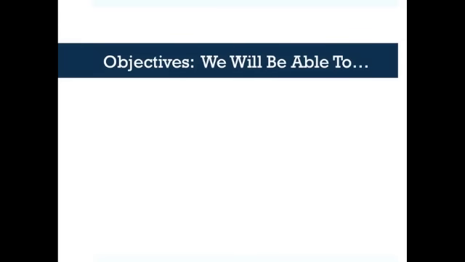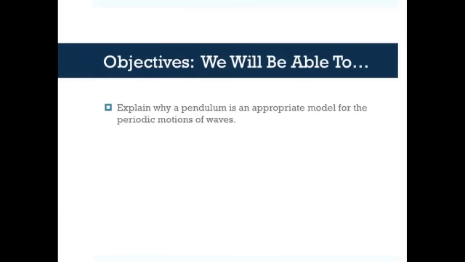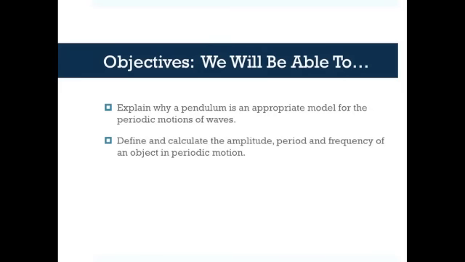By the end of the podcast, you should be able to explain why a pendulum is an appropriate model for the periodic motion of waves. So why can we use a pendulum to represent waves? They seem pretty different. And calculate and define amplitude, period, and frequency of an object in periodic motion. Those three terms, amplitude, period, and frequency, you're going to hear pretty often.